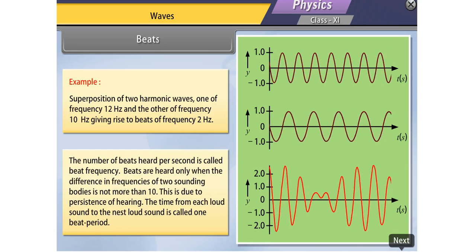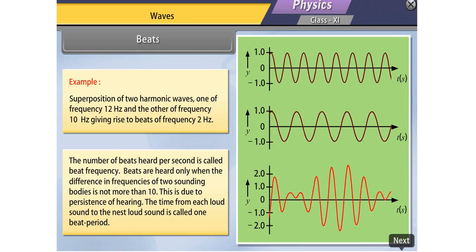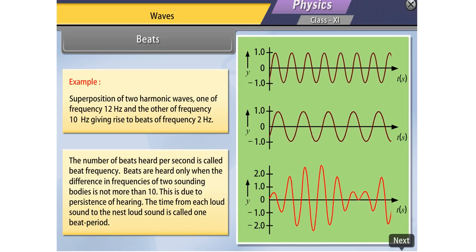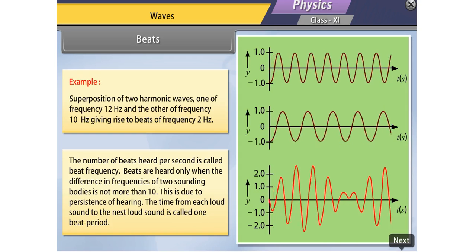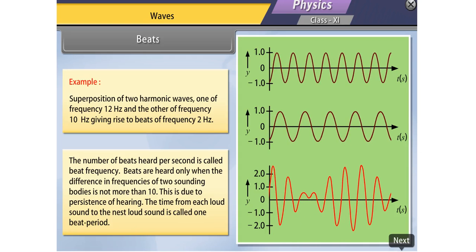Beats are heard only when the difference in frequencies of two sounding bodies is not more than 10. This is due to persistence of hearing. The time from each loud sound to the next loud sound is called one beat period.